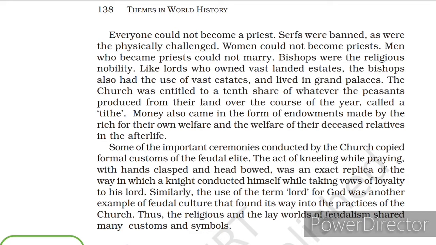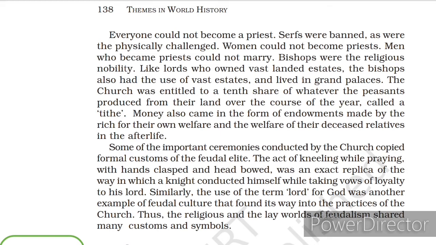Now, some of the important ceremonies were always conducted by the church, and the church copied formal customs of the feudal elite. Whatever style they performed in the church was exactly copied from the feudal elite, those people who are rich, who have a landowner style. The act of kneeling while praying, in front of God, and then their hands clasped. Clasped means we used to say join your hands.